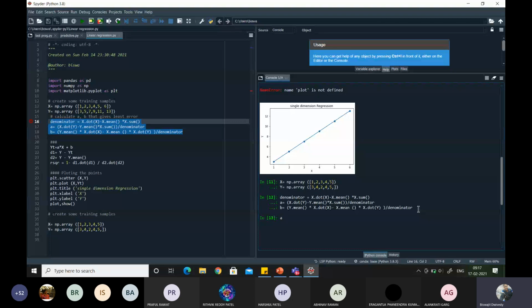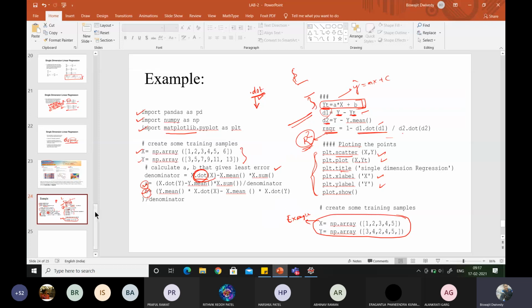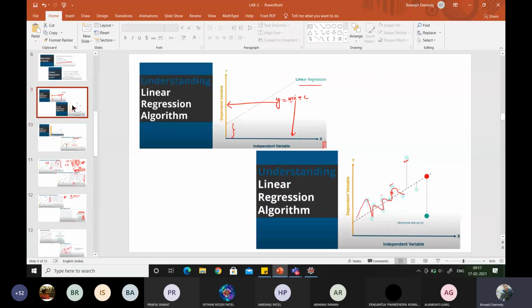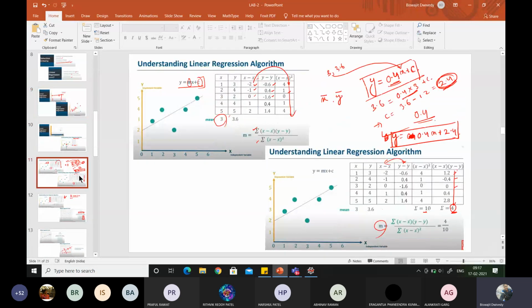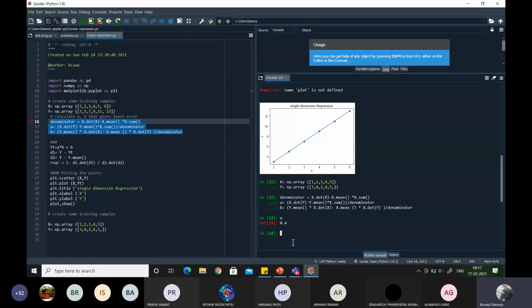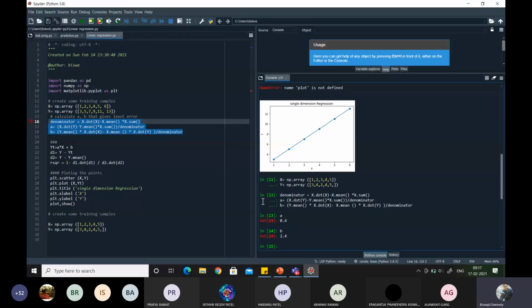So let us find out the M value. M is equal to 0.4. Let me remind you, we have also evaluated that here. Yes, M is equal to 4 by 10, that is equal to 0.4. Similarly, we have also evaluated the C value, which was equal to 2.4. So whatever we calculated using the formula, the same thing we are getting in the coding also. Now let us find out the R square.